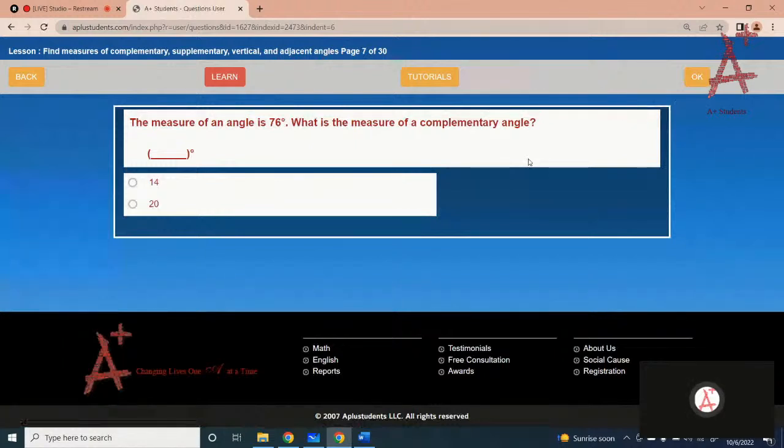Okay, the measure of an angle is 76 degrees. Yes, very good. What is the measure of the complementary angle? So the sum of complementary angles is 90 degrees. So then it would be 90 minus 76, which is 14. Very good.